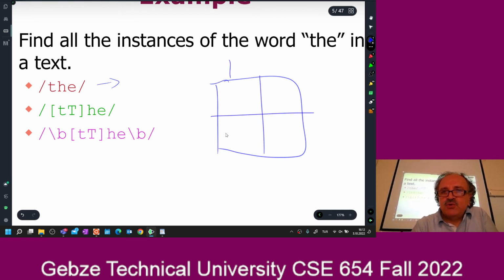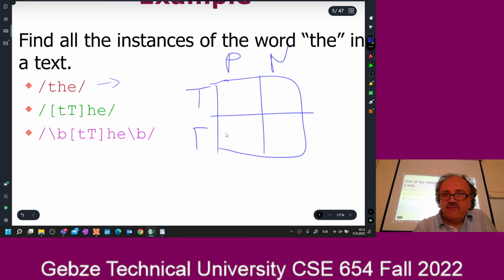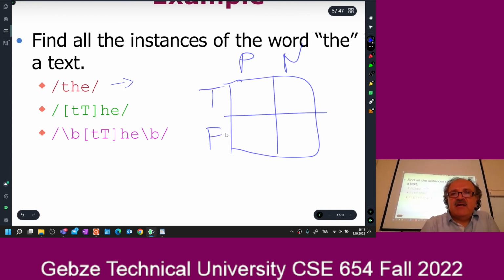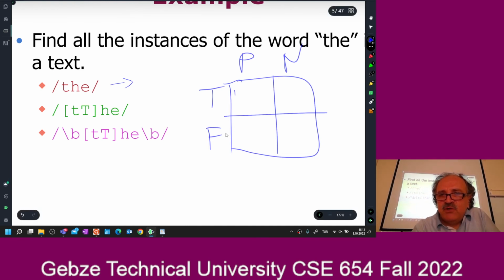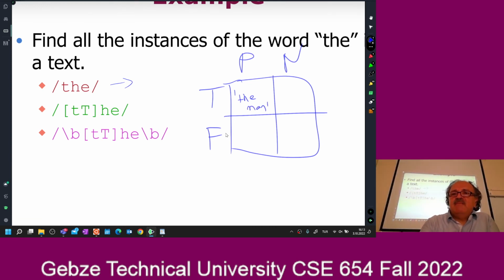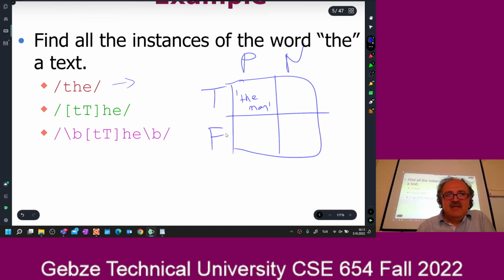Okay, this is positive and negative, true and false. Okay, let's say our function f is doing this. It is looking for this "the" in a sentence. For a true positive thing, this is going to be fine. "The man." The man is true positive, because if I feed "the man" to this regular expression, it's going to find the result. So this is true positive.